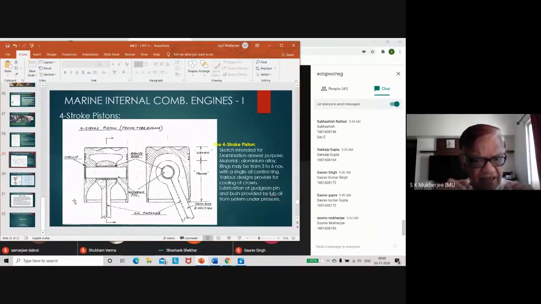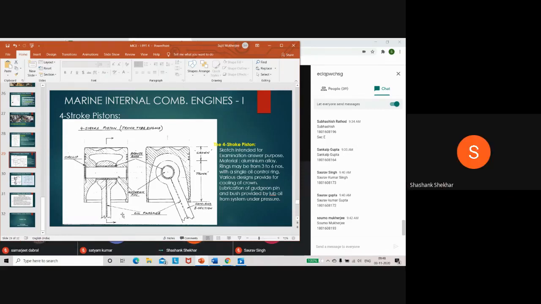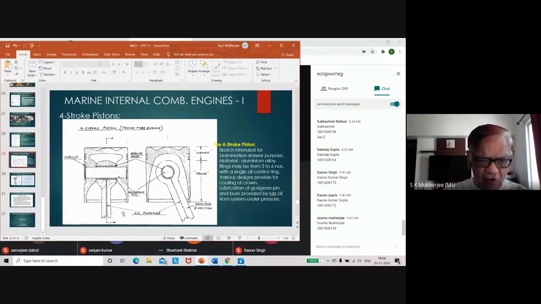Your sound is coming a little distorted, but what I understand is that you need to be explained again how lubrication of this is possible and how lubrication of the two-stroke is not very easy. Okay, I'm explaining that once again. In the four-stroke engine, keep your microphone off. There's a lot of disturbance coming in.